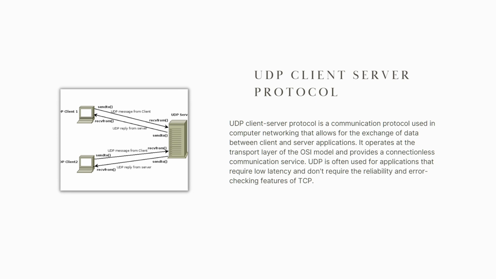So UDP provides connectionless communication services, which means that it does not establish a dedicated end-to-end connection before transmitting data. UDP is often used for applications that do not require the reliability and error-checking features of TCP, Transmission Control Protocol, such as video streaming. We also know what video streaming is. So next, the next slide.